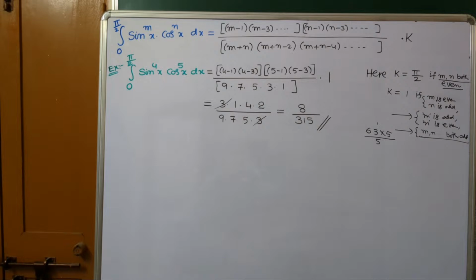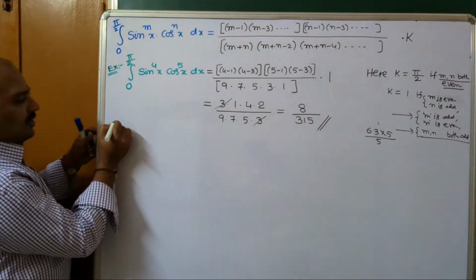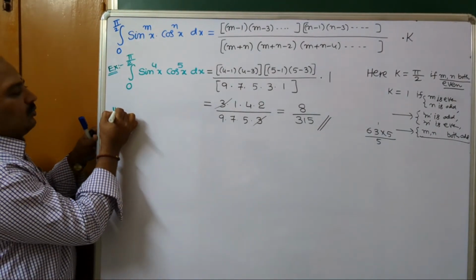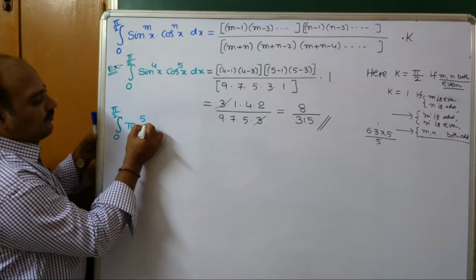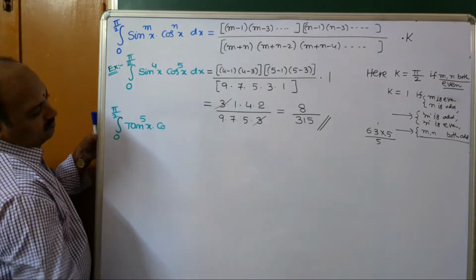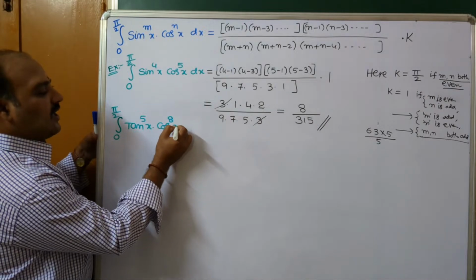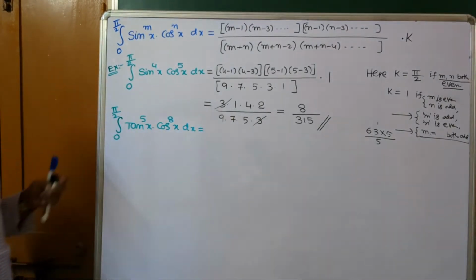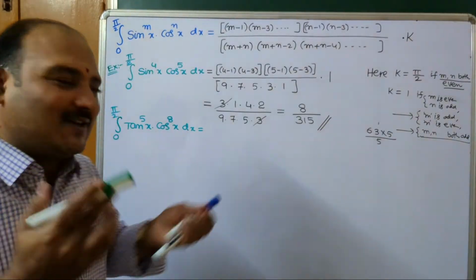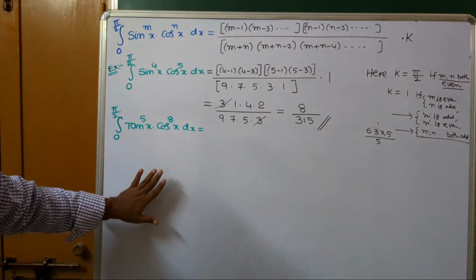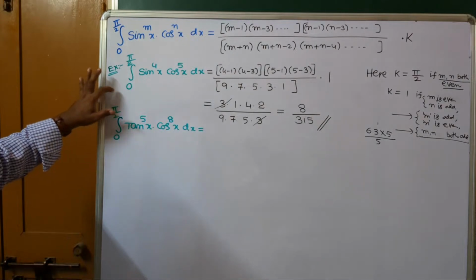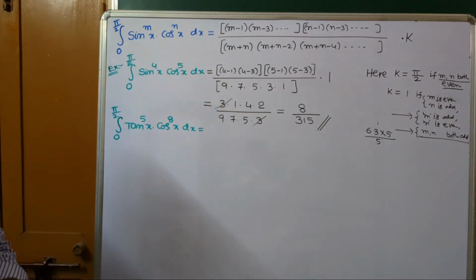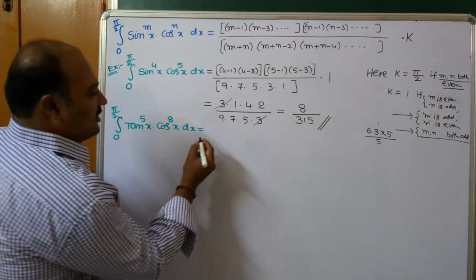Before that, when the question is in terms of tan and cos. Suppose the same question: integral 0 to pi by 2, tan power 5x into cos power 8x. Then students start worrying: how to do, sir? Tan is given, cos is given. It's very easy. We are going to bring it into the form integral 0 to pi by 2, sin power mx, cos power nx. See how we are going to transform this.